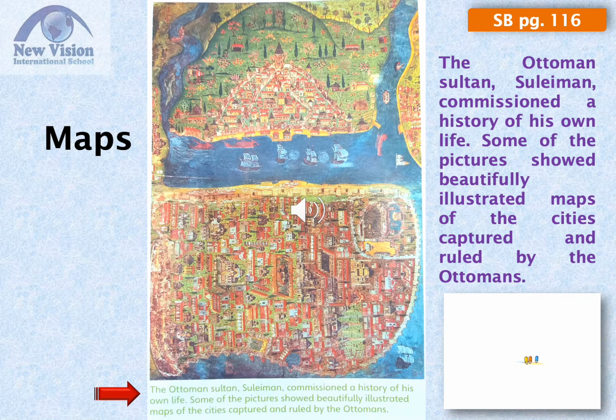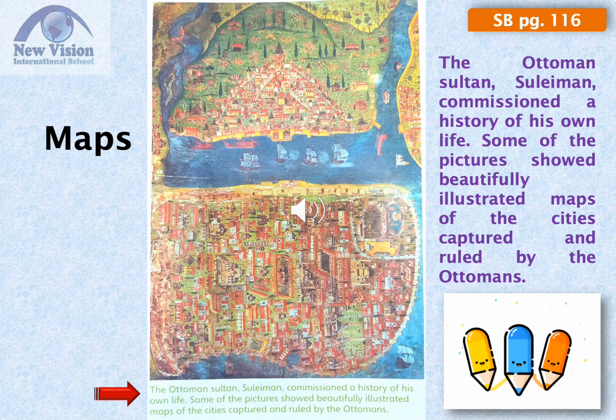Now turn to page number 116. What do you see on page number 116? Very good. Maps. What kind of map do you see on this page? Yeah, very good. The Ottoman Sultan Suleiman commissioned a history of his own life. Some of the pictures showed beautifully illustrated maps of the cities captured and ruled by the Ottomans. So, dear students, don't forget to highlight the caption of this map. Also, remember the name of the Ottoman Sultan.